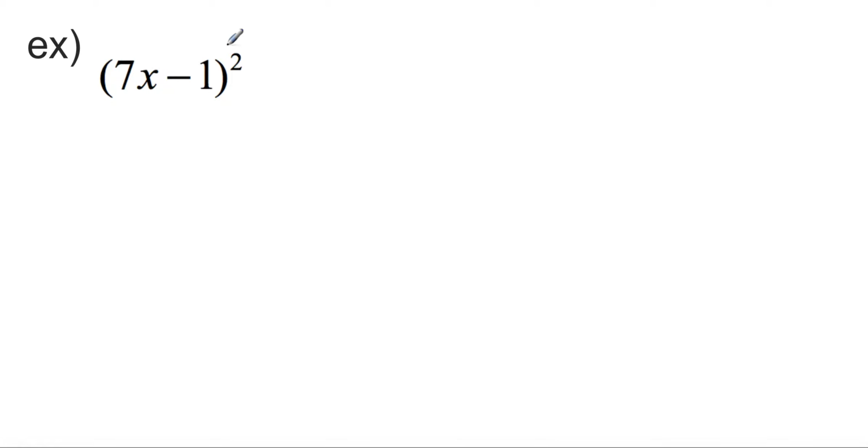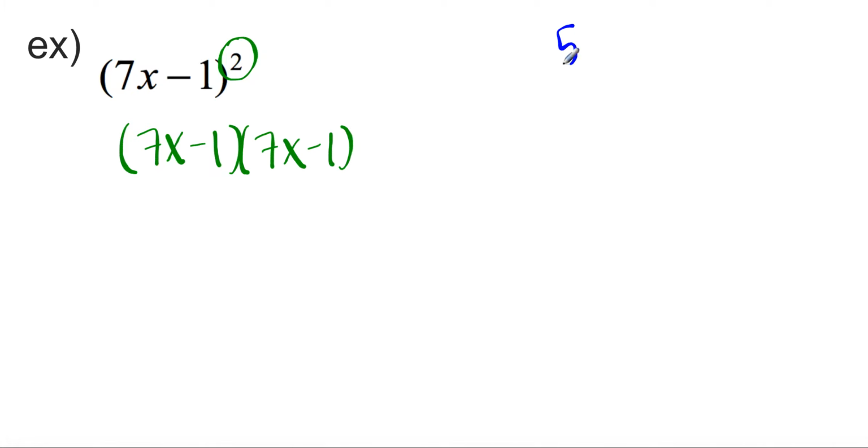So when you see that exponent 2, I want you to just write this 2 times. 7x minus 1 times 7x minus 1. It's no different than if you had the number 5 squared. You could write that as 5 times 5. So that's what we're going to do. We see the squared up there. We're going to write it twice. Now this looks like the previous example, and we're going to FOIL it.